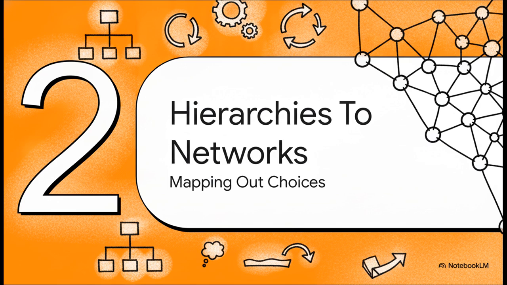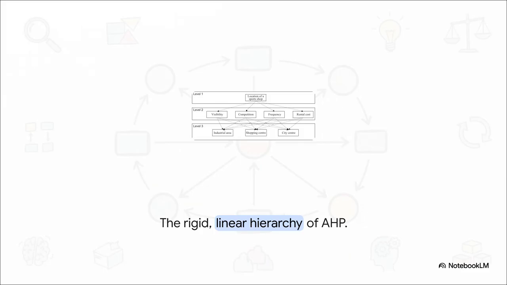To really grasp this conceptual shift, we need to think about the physical geometry of how we map out our choices. Picture the old, linear AHP hierarchy like a strict one-way street. Decisions flow top-down in rigid levels. You start at the top with the goal, like, say, locating a sports shop. Then you move down to the criteria, visibility, competition, rental cost, and finally you step down to the alternatives, industrial area, shopping center, city center.